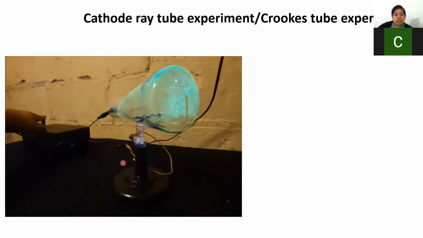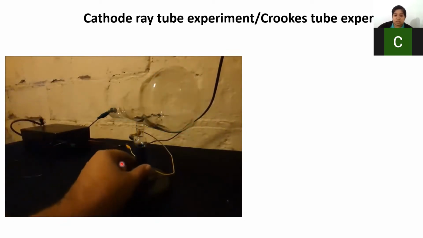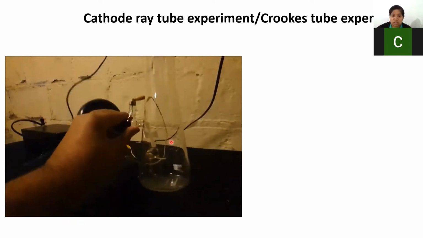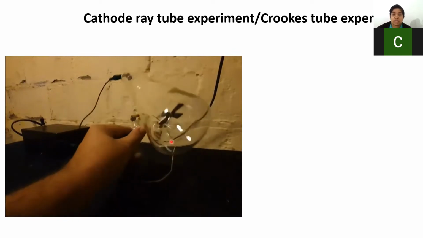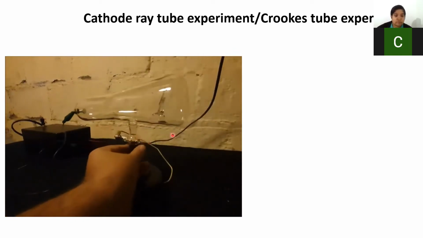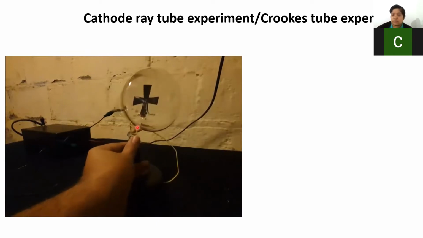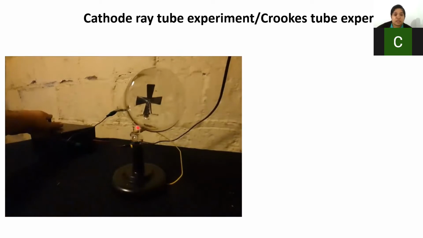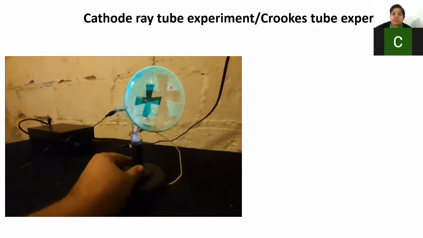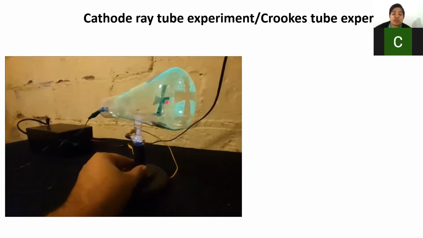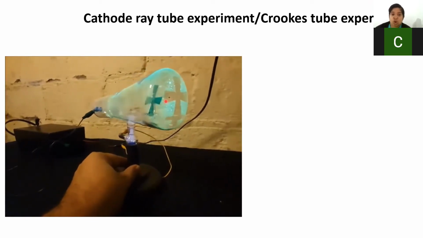And when we place an object in the path of these cathode rays, you can see that it's going to create a shadow. Now, this is not a distorted shadow. This is like a very sharp shadow of the object.